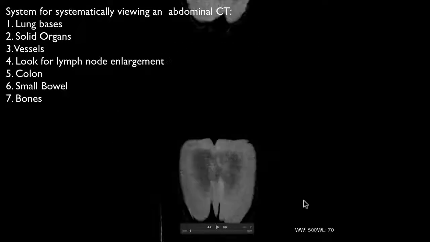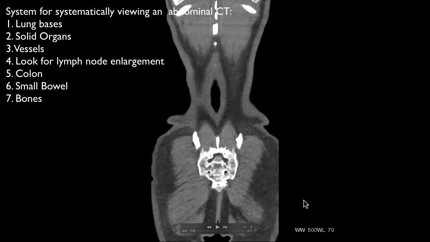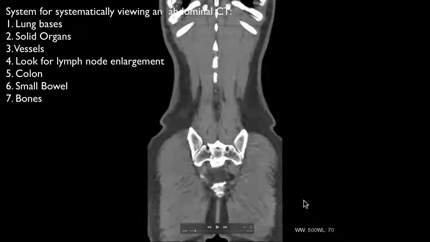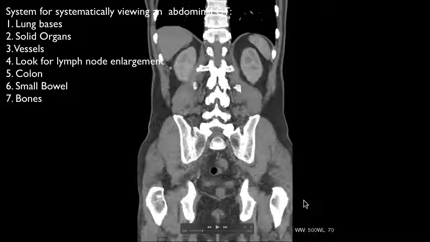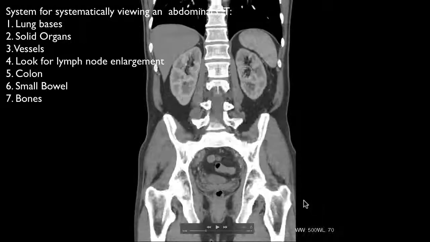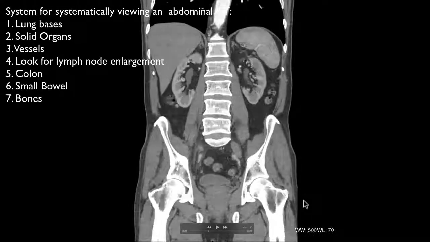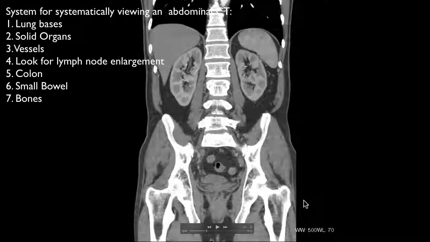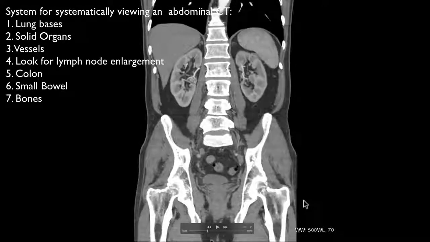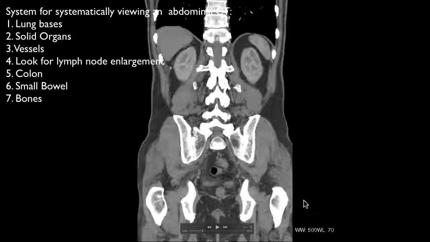So these are some coronal views of the same patient. So this is if we're looking from the front. You can see how you can appreciate the vertebral body heights. The kidneys look really different, don't they? Yeah, so you get a better overview of the kidneys, and by looking at things in more than one plane, you're more likely to pick up such little masses.